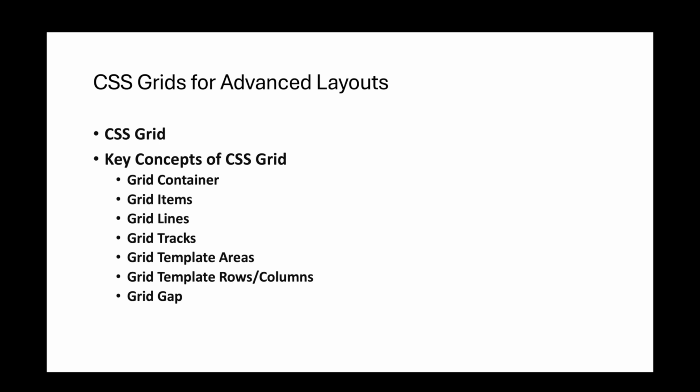Key concepts of CSS Grid. Grid container, the parent element containing grid items. Grid items, the child elements within a grid container. Grid lines, the horizontal and vertical lines that define the grid cells. Grid tracks, the rows and columns between grid lines. Grid template areas, defines named grid areas within the grid layout. Grid template rows and columns, specifies the size of rows and columns in the grid layout. Grid gap, defines the spacing between grid items and grid tracks.